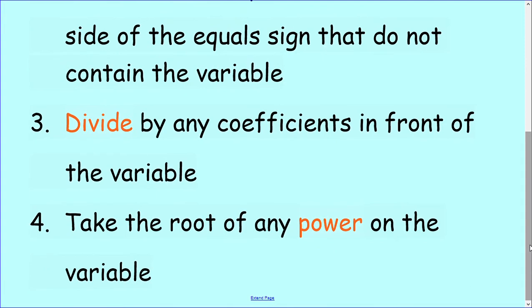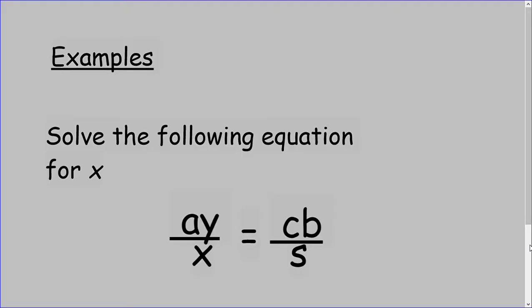And then the last part, if it's there, is to take the root of any power on the variable itself. So if it's a square, maybe we need a square root or something like that. So let's take a look at the first example. It says solve the following equation, and we're going to try to solve this one for x.